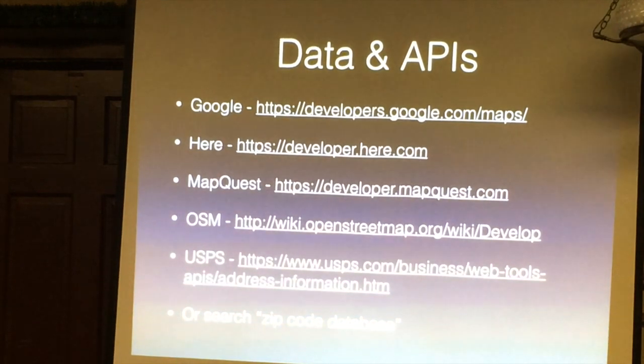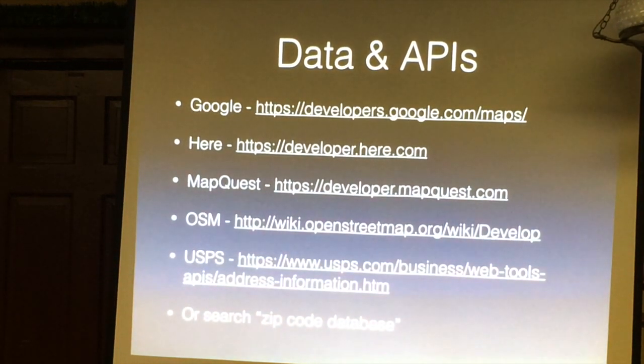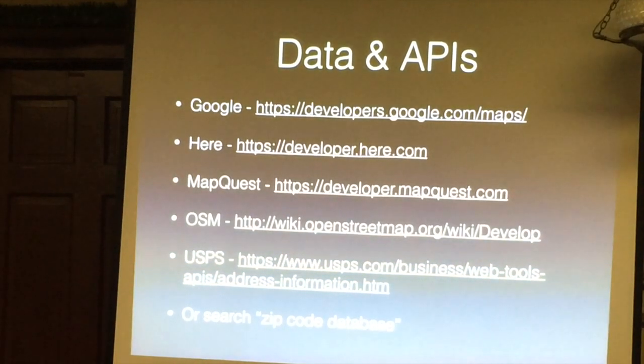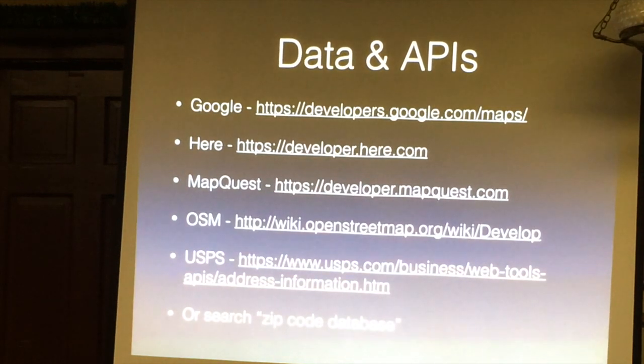USPS, this is another web service that you can use. The United States Postal Service has a whole suite of address lookup APIs because they're delivering packages, so they have to have this in there. So if you're just looking for that sort of stuff and you don't need the maps component of it, you just want to look up addresses and make sure that address correction is good, USPS can do that.